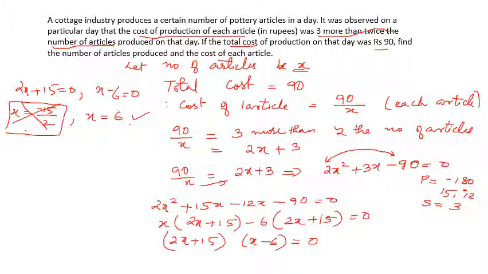Now what's the cost of each article? Cost of each article is equal to 90 by x. That is equal to 90 by 6. That is equal to, you have to find out. So that is what the answer is coming. Okay, that much you do.